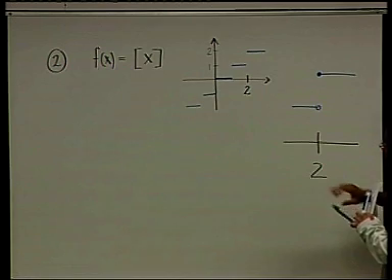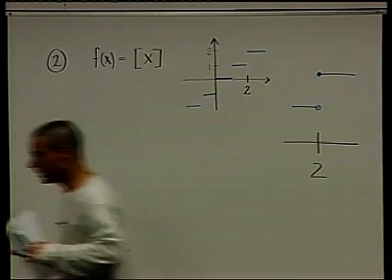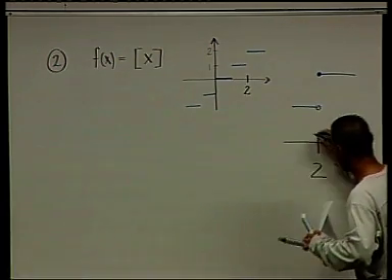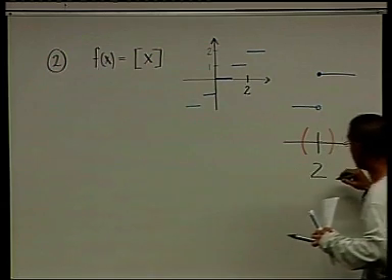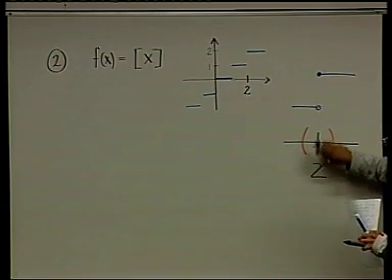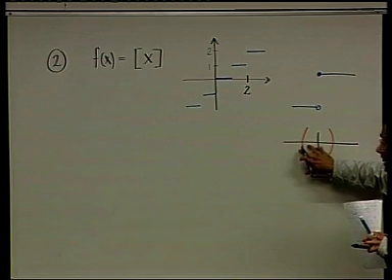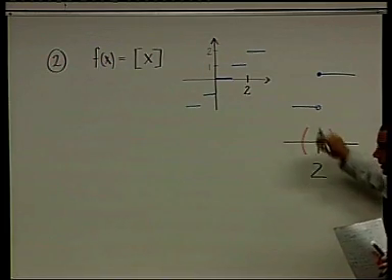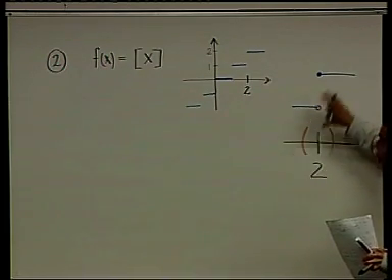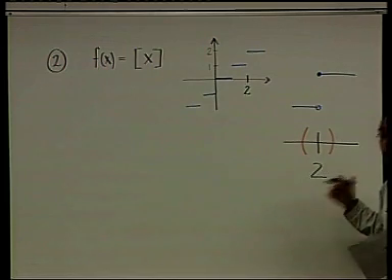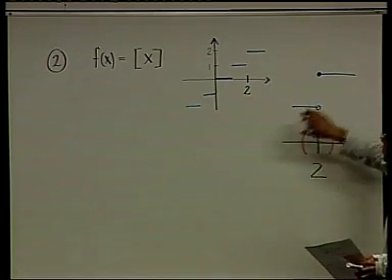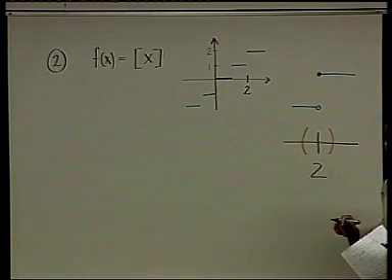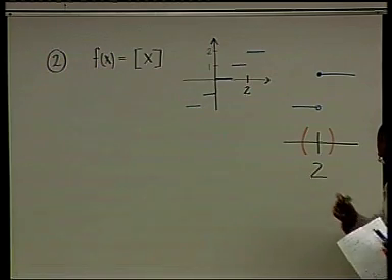Okay, so take any neighborhood of 2. Let's use another color. Take any neighborhood of 2. Doesn't matter how small it is. You're going to have x's with value 2, and you're going to have x's with value 1. You can't guarantee that if you're close to 2, all the values are close to some L. They're always going to be apart. They're always going to be some near 2 and some near 1. Do you agree? So the limit does not exist in this example. Okay, so let me write that.